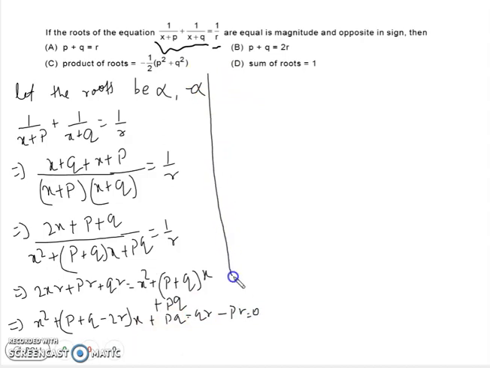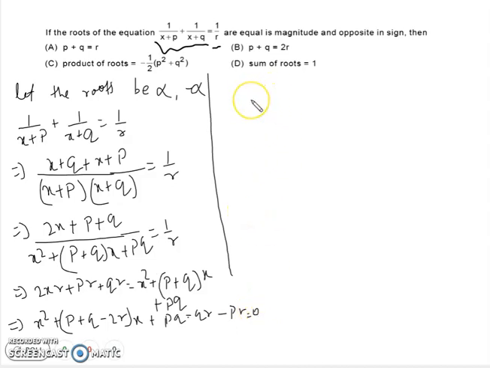Now it is in the general form of the quadratic equation, guys. So you can compare with the general form of the quadratic equation. We know the general form of a quadratic equation is ax square plus bx plus c equal to 0. So the value of a is equal to 1, and the value of b is p plus q minus 2r, and the value of c is pq minus qr minus pr.